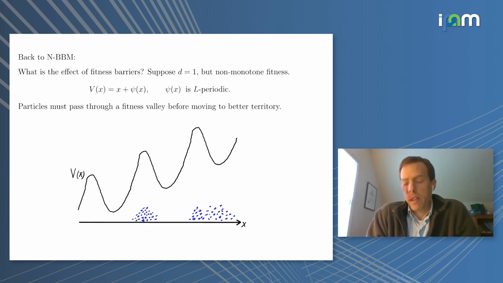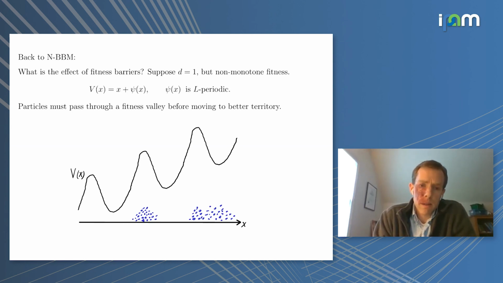Namely, when you have a fitness function that's not monotone and the level sets may change topology. So this involves work with Aaron Beckman, who is now at Concordia. So here we're looking at one space dimension, but with a non-monotone fitness function. And suppose V has the form x plus a periodic function psi, and the oscillation in psi is large enough so that V is non-monotone.